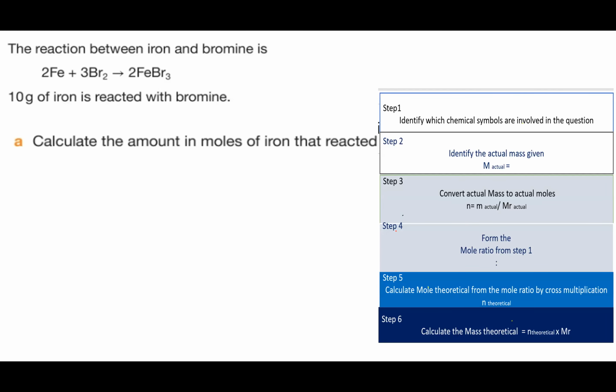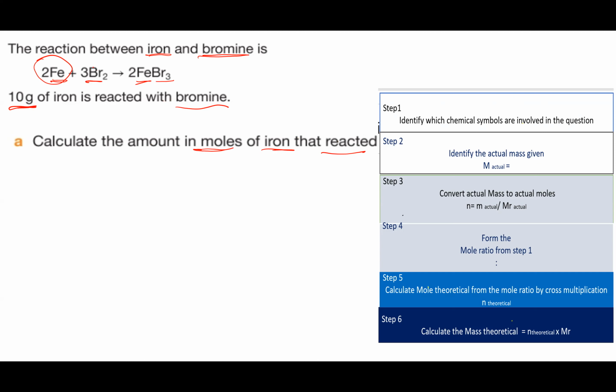For example, it starts to get more difficult as we go through. So here is the reaction between iron and bromine. Iron reacts with bromine to give iron(III) bromide. 10 grams of iron is reacted with bromine. So they told me that the mass of iron here was 10 grams. And so they want us to calculate the amount of moles of iron that has reacted. First thing, we want to know what the reaction is about. It's basically iron reacting with bromine.